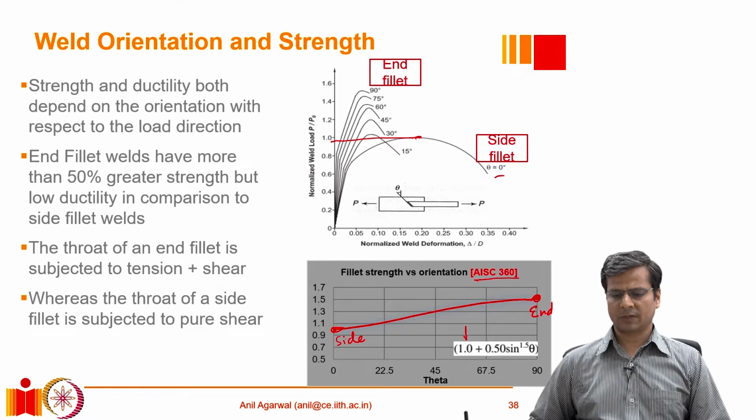So this 1 corresponds to the side fillet. This additional strength is because of the change in angle. When theta becomes 90, this sin theta becomes 1, so its power 1.5 also remains 1. So we are talking about 1.5 strength in comparison to the side fillet strength. And in between it has this function sin to the power 1.5 theta that controls the interpolation function.